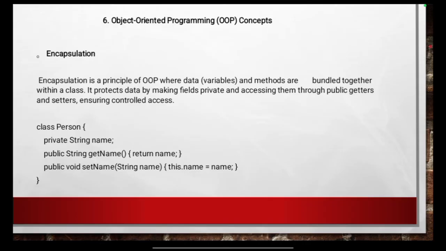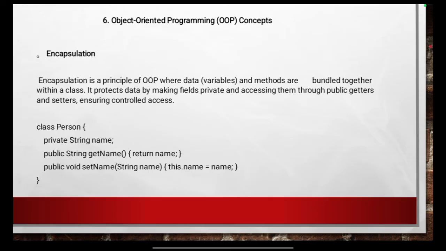The setter method validates or processes the value before assigning it to the private field, ensuring that the object state remains valid and consistent. In this case, there is no validation, but more complex scenarios may require input checks or restrictions, which can easily be implemented in the setter method.